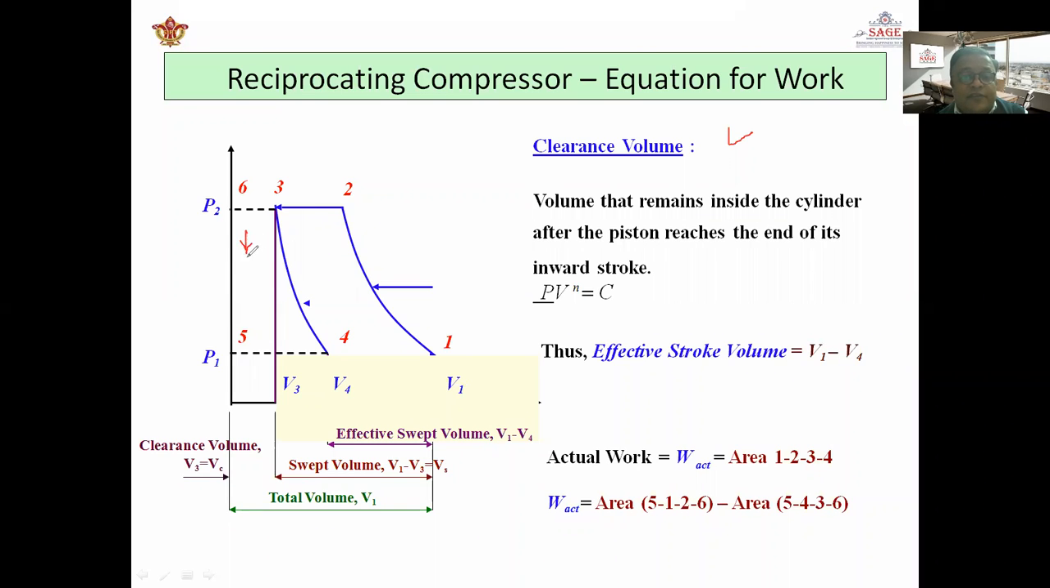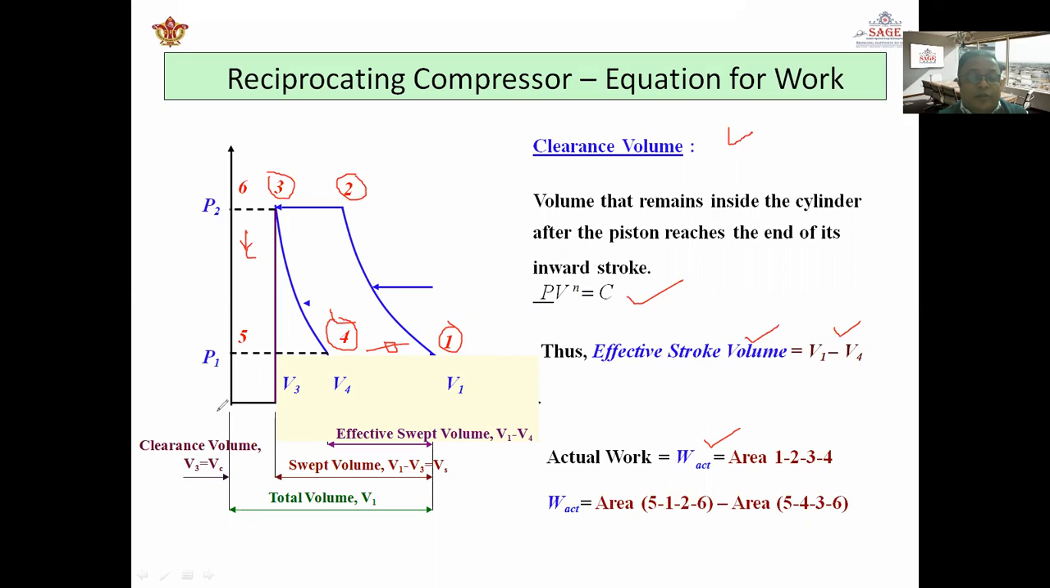The volume that remains inside the cylinder after the piston reaches the end of the inward stroke follows P V to the power n is equal to C. The effective stroke volume will change from V1 to V1 minus V4. The actual work done is the area 1, 2, 3, 4. 1 to 2 is the compression process, 2 to 3 is the delivery process, 3 to 4 is the expansion process, and 4 to 1 is the suction process at constant pressure. So this is the actual work done on the compressor slides.